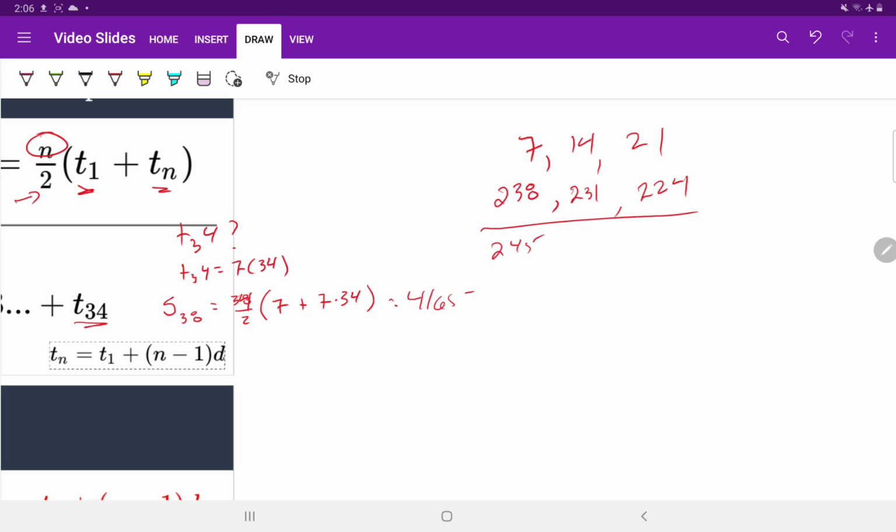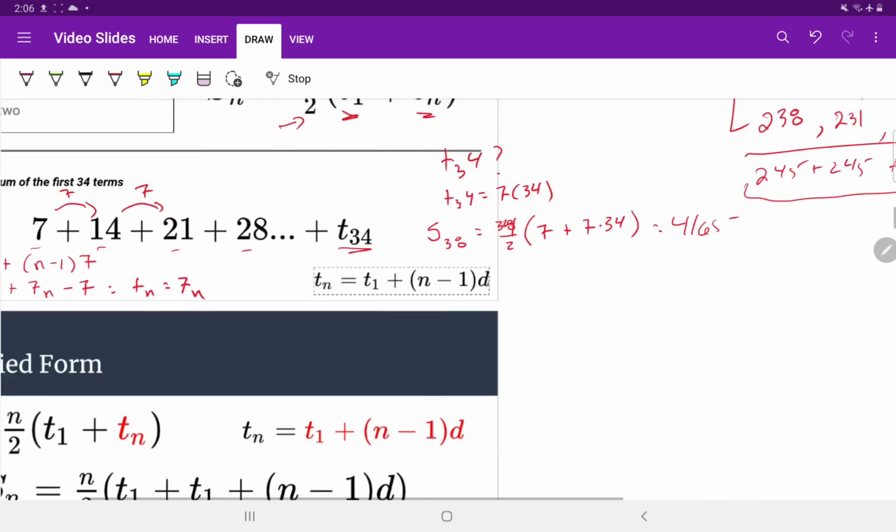231 plus 14 gives me 245. 21 plus 224 gives me the 245 again. So all we're doing is taking 245, multiplying it by 34, and then dividing by 2, because again, we have two lists here, whereas we should just have one.